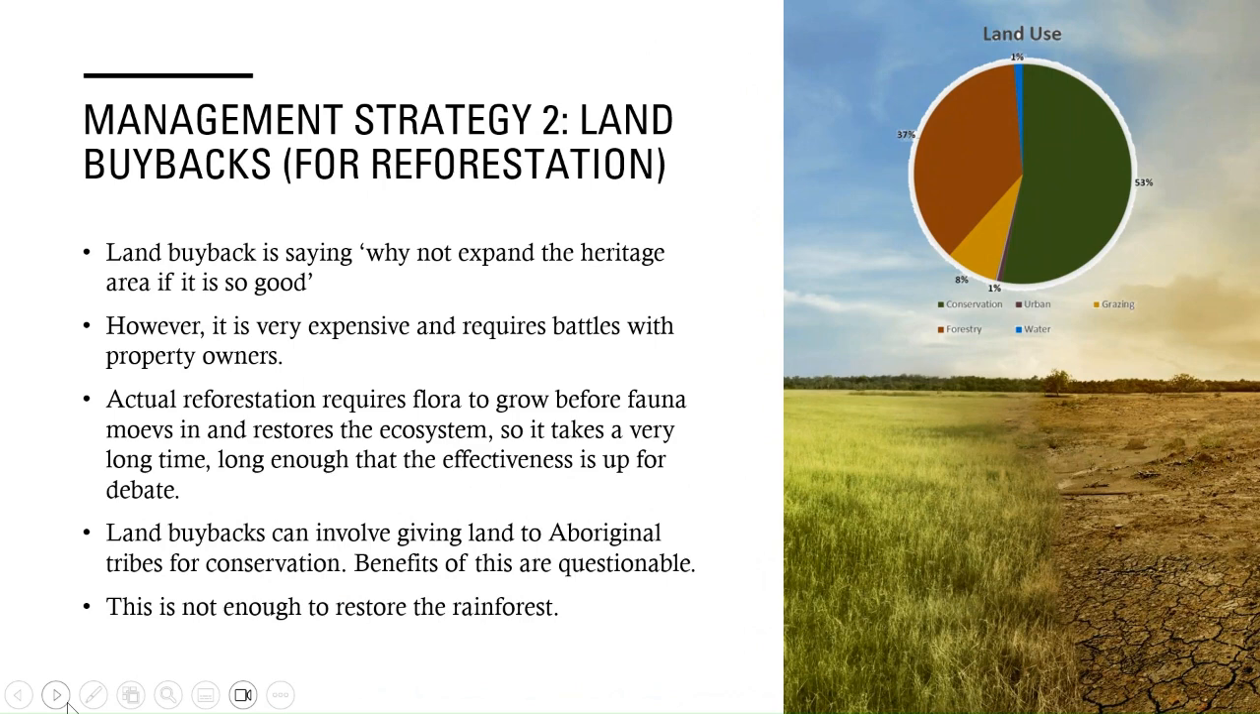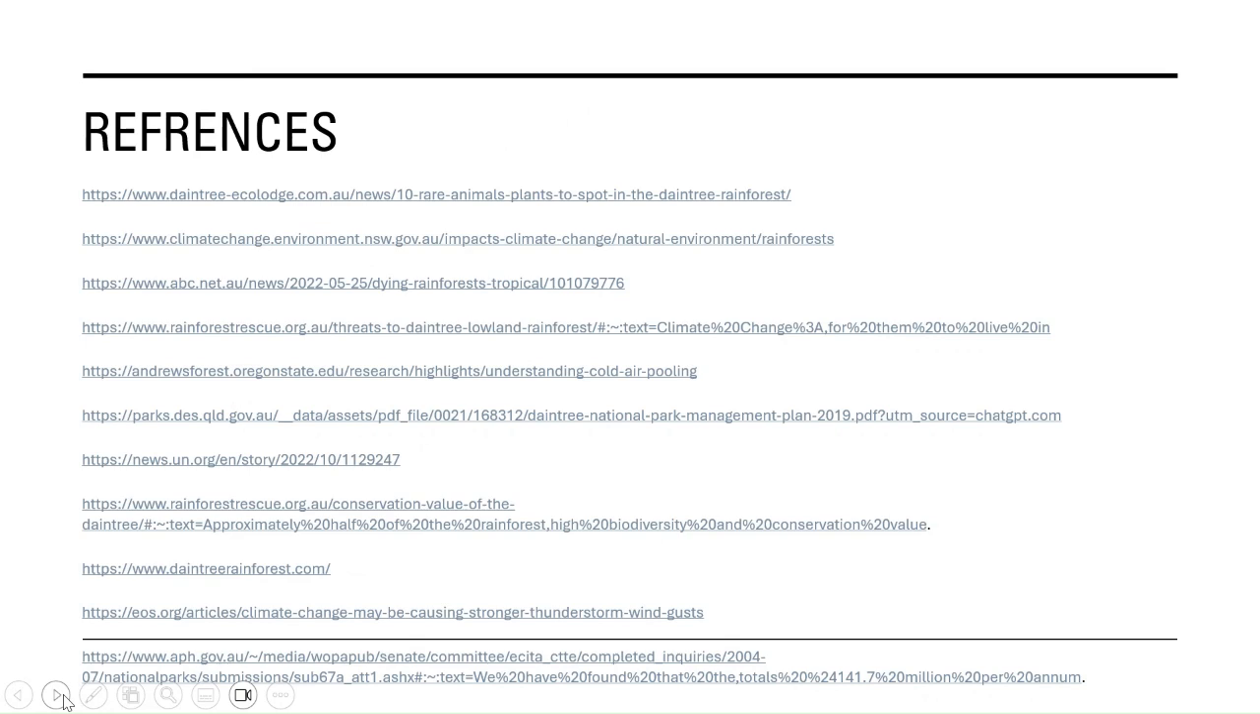In 2021, over 160,000 hectares were given to Aboriginal tribes with the hope that this will help conservation, but it's unclear whether this has helped. Overall, these management strategies have had moderate effectiveness and have shown some positive outcomes, but it has not been enough.